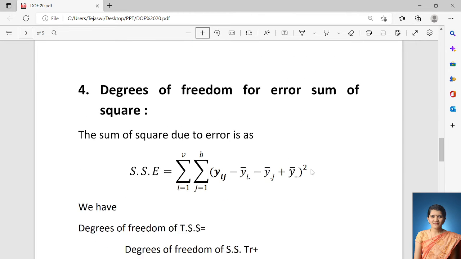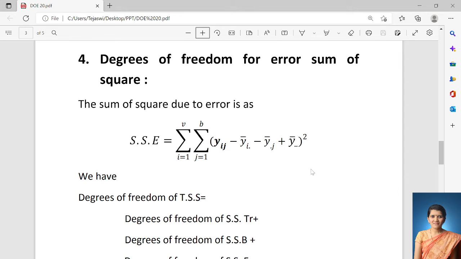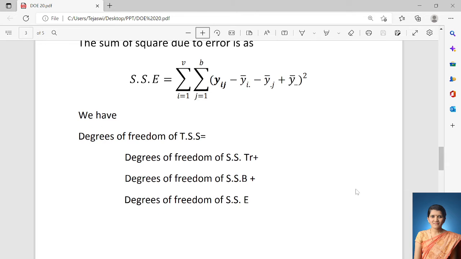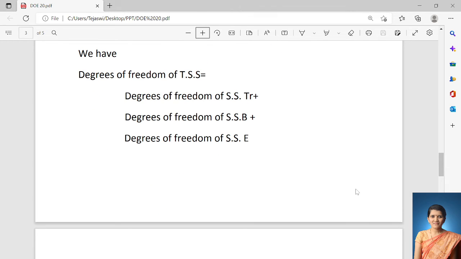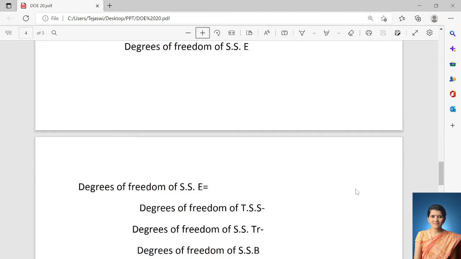Last is the degrees of freedom for the error sum of square. The formula for the sum of square due to the error is double summation (yij minus yi dot bar minus y dot j bar plus y double dot bar) whole square. The degrees of freedom of total sum of square is equal to degrees of freedom of sum of square due to the treatment plus degrees of freedom for sum of square due to the block plus degrees of freedom of sum of square due to the error.